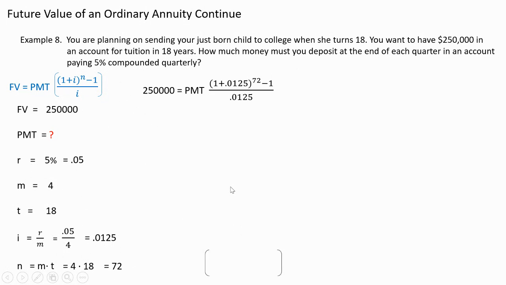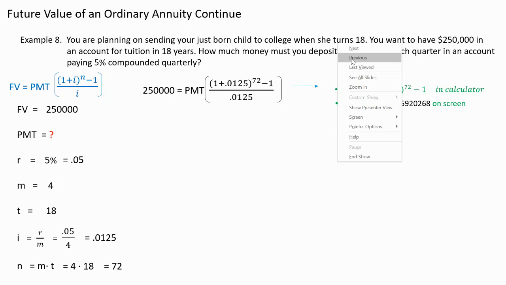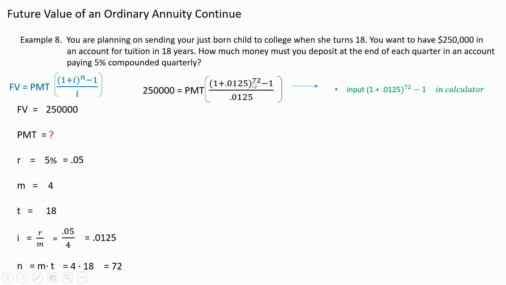You see, guys, so here's my formula. And like I said, from now on, I'm going to show you how to do it in the calculator with one steady flow. Now, let me go back one. So you're going to input first the 1 parentheses 1 plus 0.0125 close parentheses to the 72nd power minus 1 in the calculator. So this is what you should see on your screen.